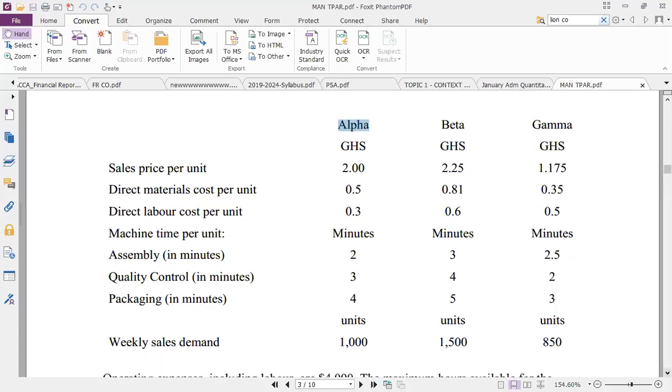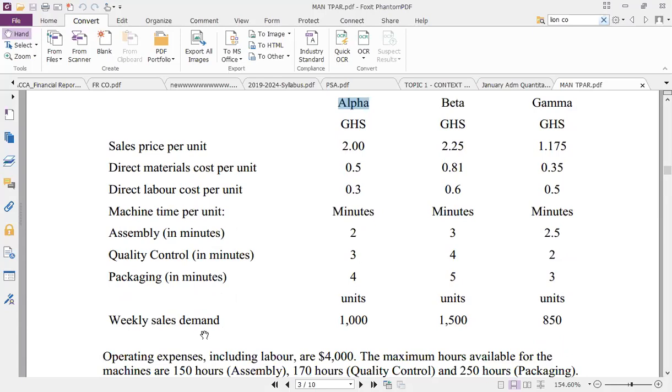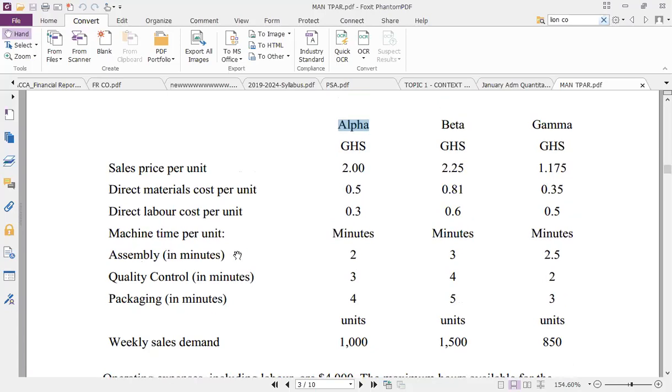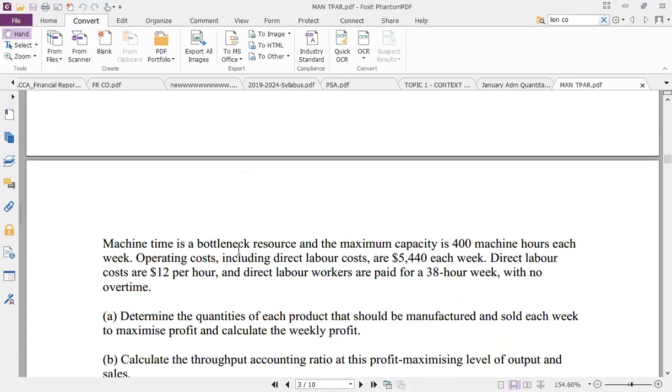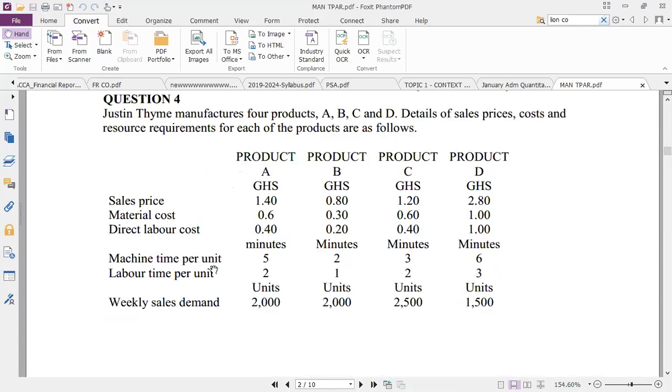Now they have given us sales demand: 1,000, 1,005, 850. All of them are there. Now, out of these 3 materials or resources or factors, one of them may be in limited supply. In the previous question, question 4, we were told which of the resources was in limited supply. So like here, machine time and labor time, 5 minutes and 2 minutes for all the products. All of them are there.